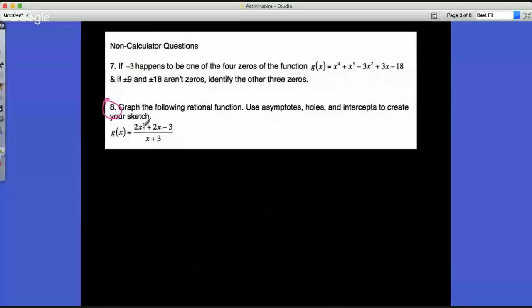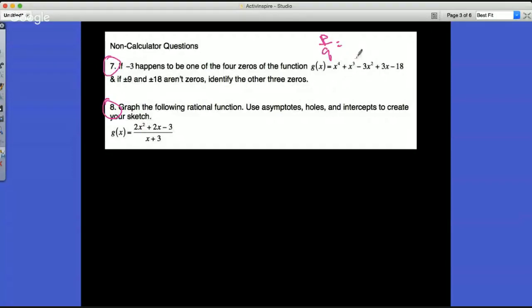Look at number 8, could be focusing on that. Number 7, just a couple things to note. Remember, 7 is P over Q, so the factors of P would be of 18, where the factors of the bottom would be of 1. So plus or minus 1, 2, 3, 6, 18, 9. But they also say that 9 and 18 are not there.